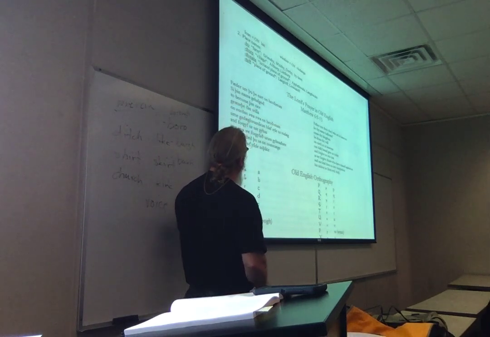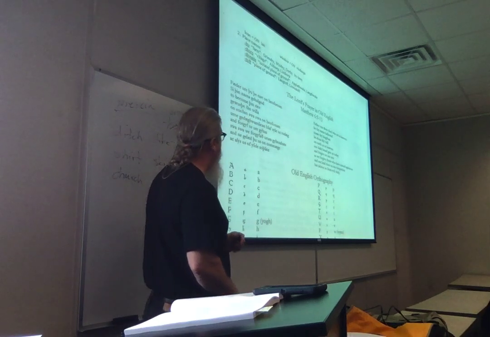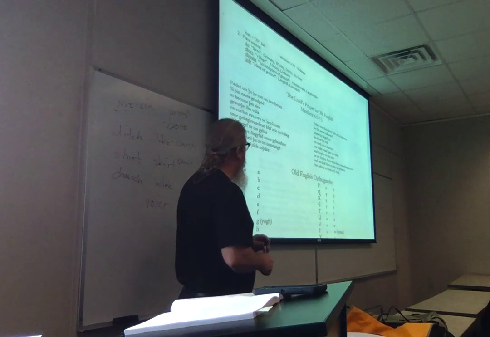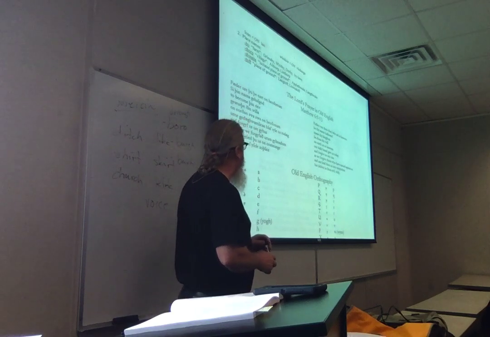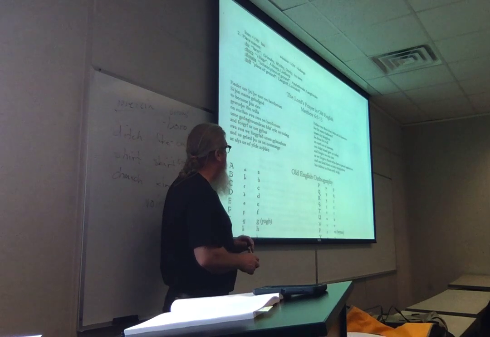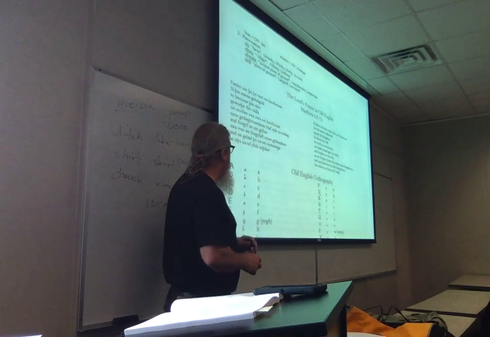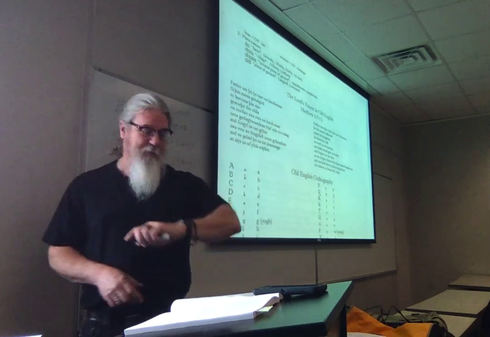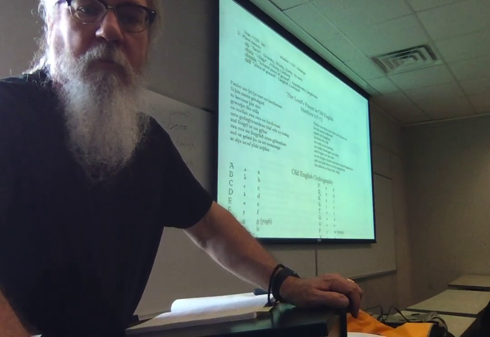Fader ure, thu the eart on heofonum, si thin nama gehalgod, tobecume thin rice, gewurthe thin willa on eorthan, swa swa on heofonum. Urne gedaeghwamlican hlaf syle us todaeg, and forgyf us ure gyltas, swa swa we forgifath urum gyltendum, and ne gelaed thu us on costnunge, ac alys us of yfele, sothlice. Okay, we'll stop there since it's 9:25. He can read that to you, but you have to memorize it.